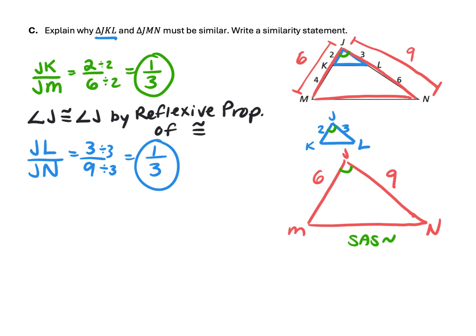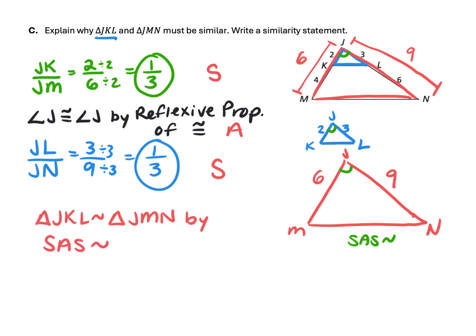So there we've established that we have proportional sides, and then the angle that's in the middle is also congruent. So we can write our similarity statement and say something like triangle JKL is similar to triangle JMN by side-angle-side similarity.